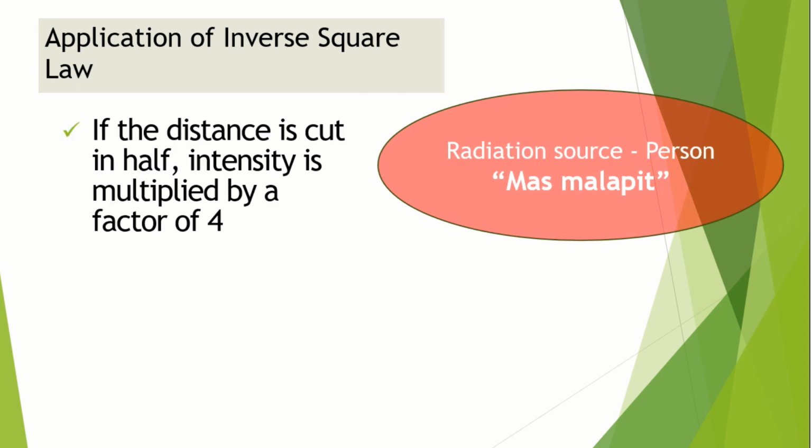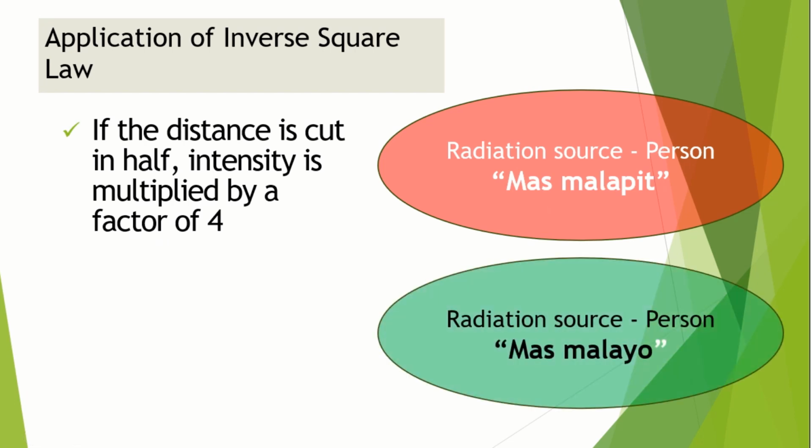So, take note that if the distance is cut in half, intensity is multiplied by a factor of 4. Therefore, the distance between the radiation source and person, pag mas malapit, magmumultiply yan by a factor of 4. So, tataas, no? Lalakas yung radiation intensity.